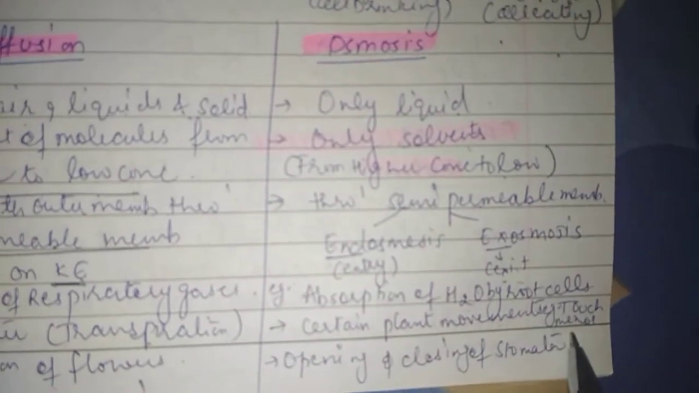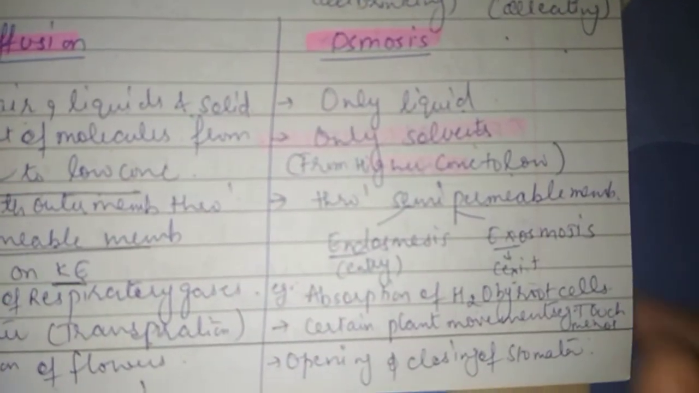And second is certain plant movements. For example, the mimosa plant, that is touch me not. And third example is opening and closing of stomata.